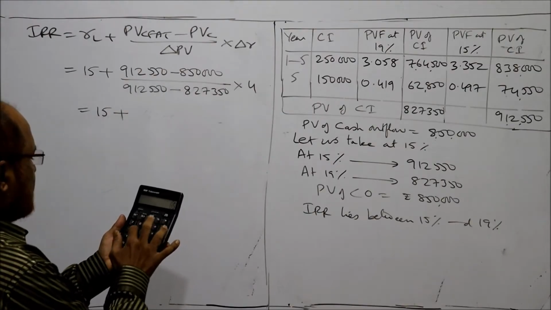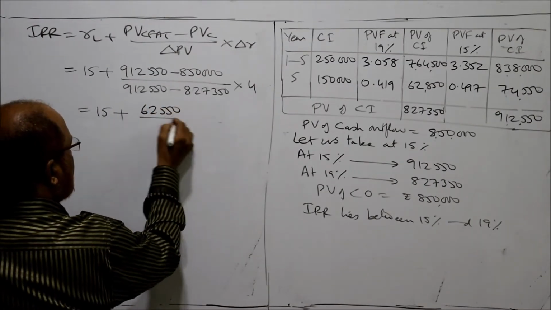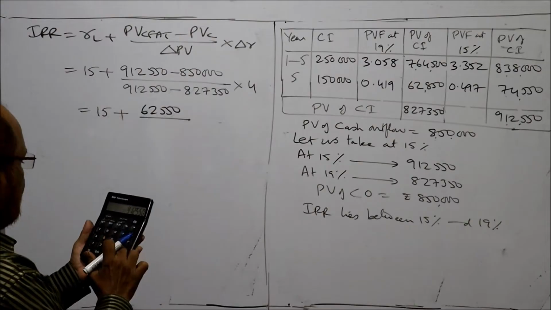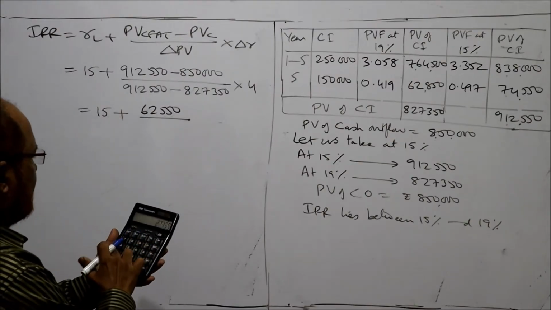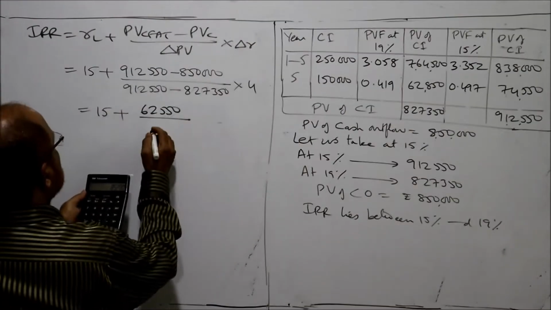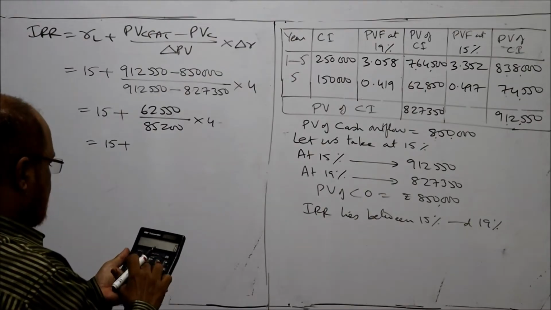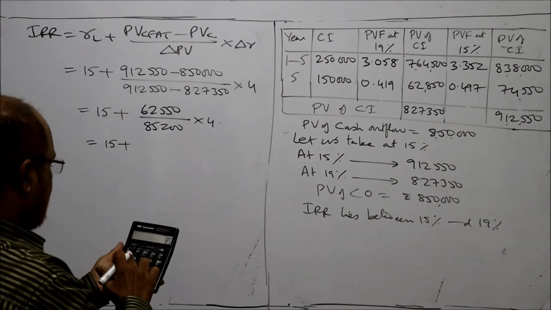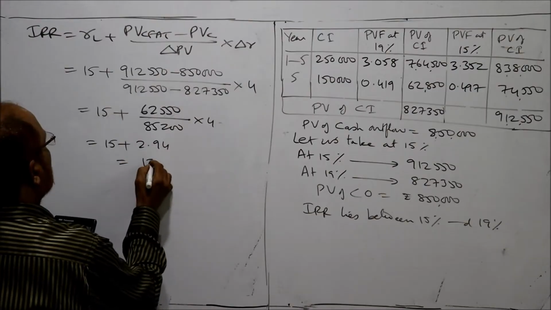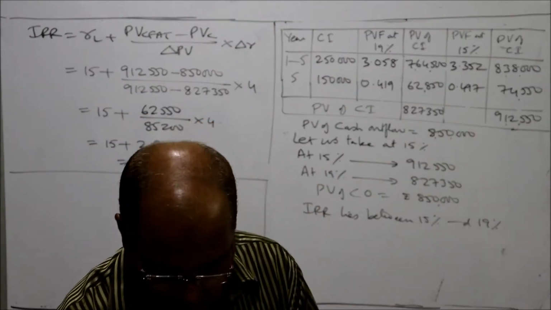9,12,550 minus 8,50,000 is 62,550, divided by 9,12,550 minus 8,27,350, which is 85,200. Now 62,550 divided by 85,200 into 4 is 2.94. That is equal to 17.94, which is the IRR. We got the IRR 17.94.